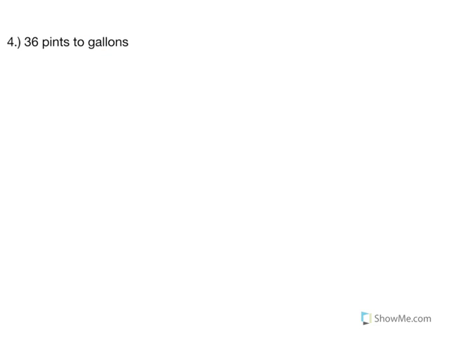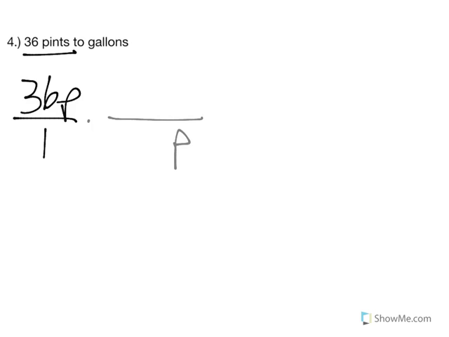36 pints to gallons. Okay, so I start with 36 pints. And sometimes these might be a little trickier because I don't know pints, quarts, gallons, all those things as much as I know seconds to minutes to hours to days. So I don't use them as much. So I use my chart. Okay, again, pints are on the bottom. And now I know that I can go pints to cups or I can go pints to quarts.